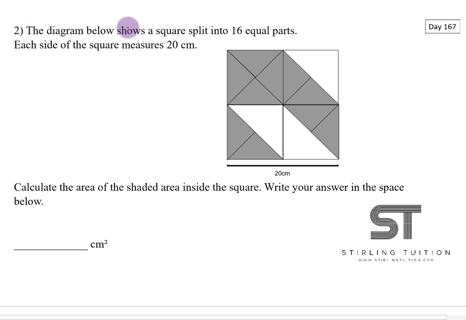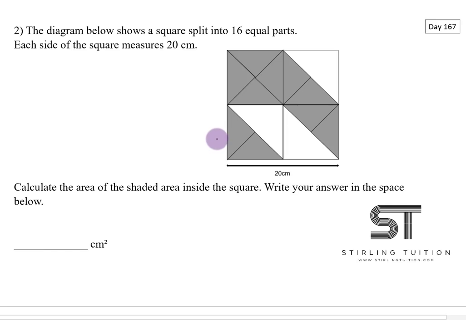Number 2. The diagram below shows a square split into 16 equal parts. Each side of the square measures 20 centimeters. Calculate the area of the shaded area inside the square. Write your answer in the space below.